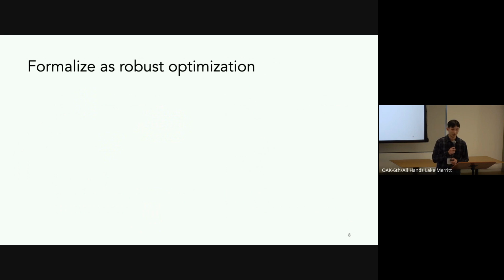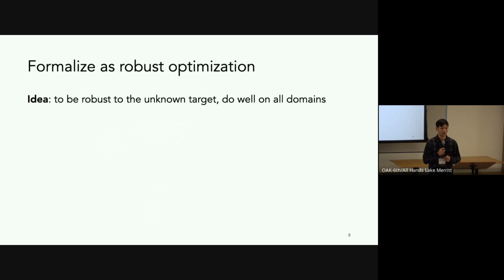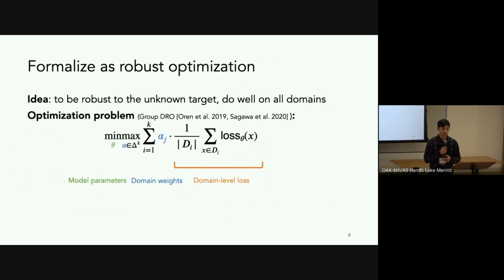So instead, what we do is we formalize this as robust optimization. The idea is that we don't know the target, so we want to be robust to the unknown target. The goal is to try to do well on all the domains simultaneously. The optimization problem that we try to solve is this. We're minimizing over the model parameters on the outside, and on the inner part of the objective, we have a maximization over the domain weights. And the domain weights weight the loss on each domain.